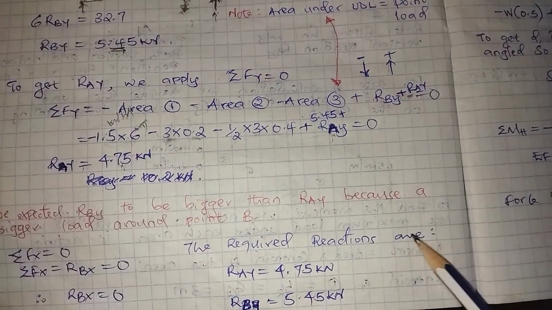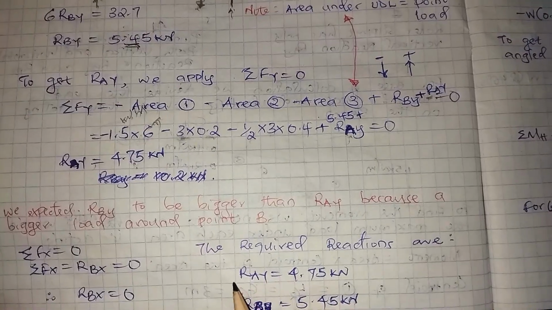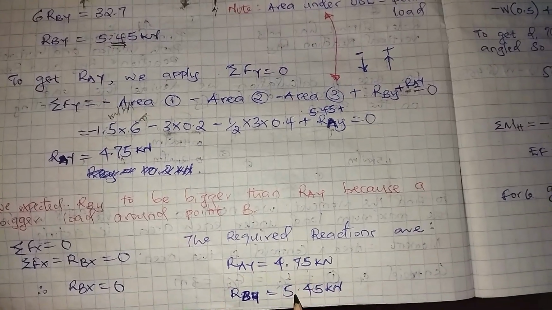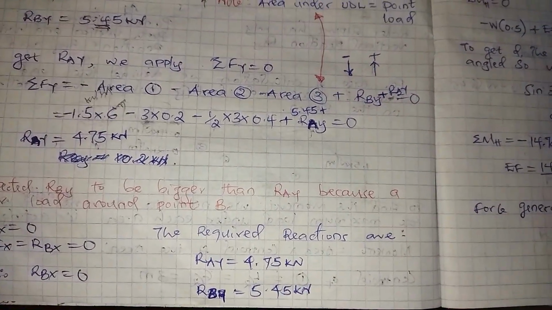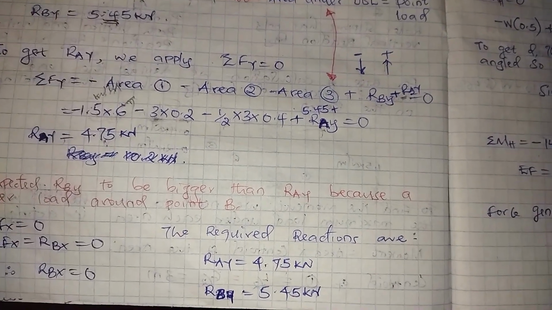So the required reactions are RAY for the roller support is 4.75, and for the pin support is 5.5. Yeah, and that is just basically what we are required to solve for.